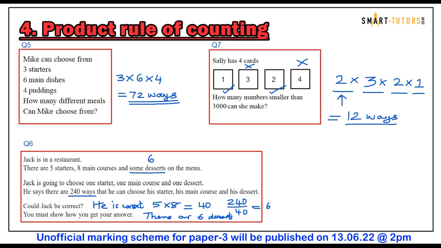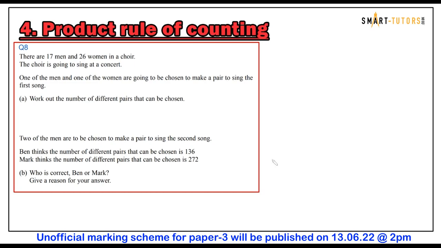So we are going to look into one more question. There are 17 men and 26 women in a choir. The choir is going to sing at a concert. One of the men and one of the women are going to be chosen to make a pair to sing the first song. Work out the number of different pairs that can be chosen.